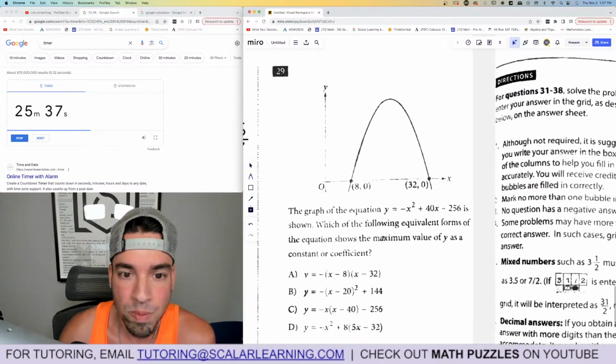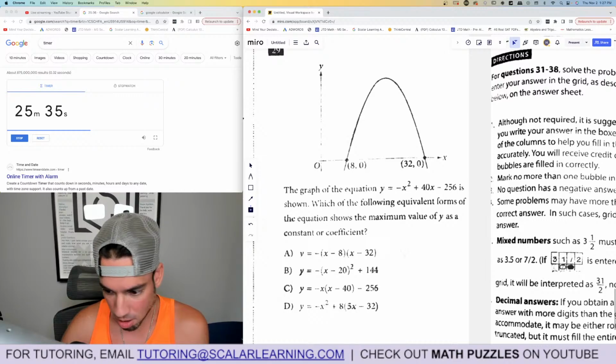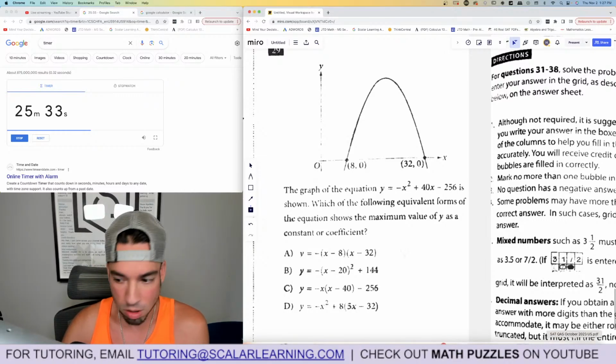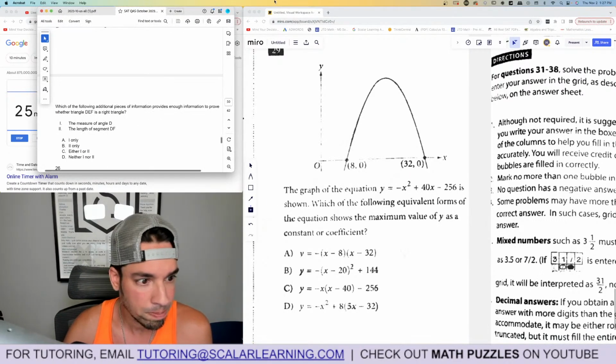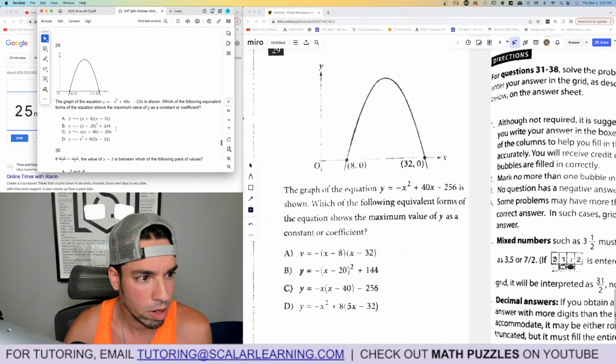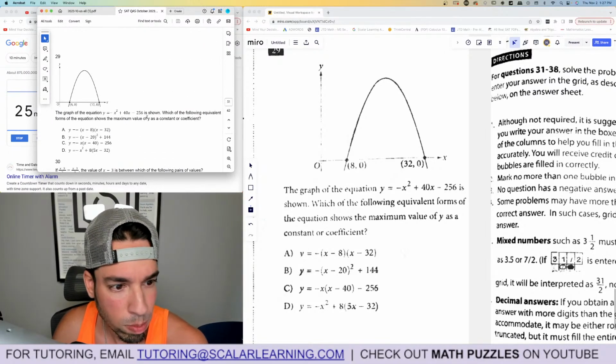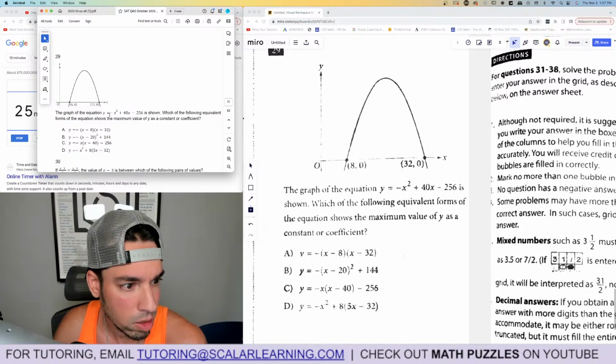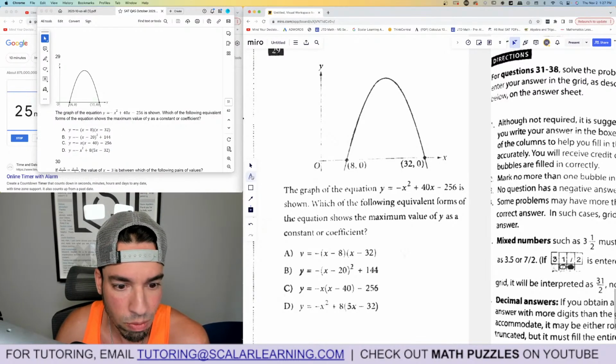29, let's keep it going. Okay, let me double check on the other one to make sure it's all good. One second. Scroll down here. All right. So the graph of the equation y equals blah, blah, blah is that, which of the following is the form of the equation? Maximum value is a constant or coefficient. What are they talking about?